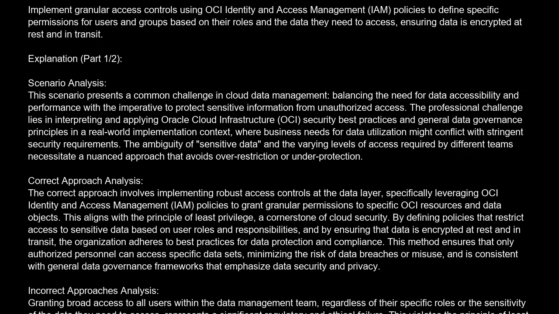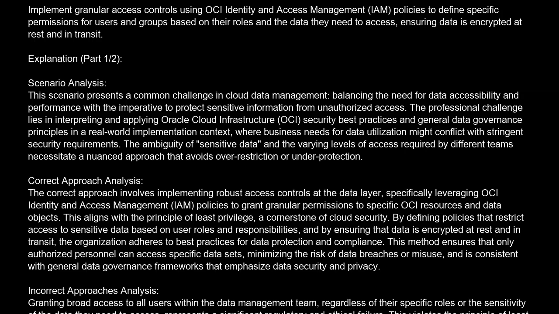The ambiguity of sensitive data and the varying levels of access required by different teams necessitate a nuanced approach that avoids over-restriction or under-protection. Correct approach analysis. The correct approach involves implementing robust access controls at the data layer, specifically leveraging OCI Identity and Access Management (IAM) policies to grant granular permissions to specific OCI resources and data objects. This aligns with the principle of least privilege, a cornerstone of cloud security.